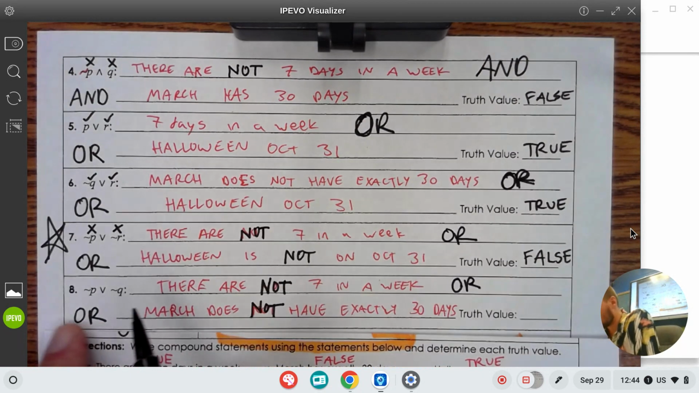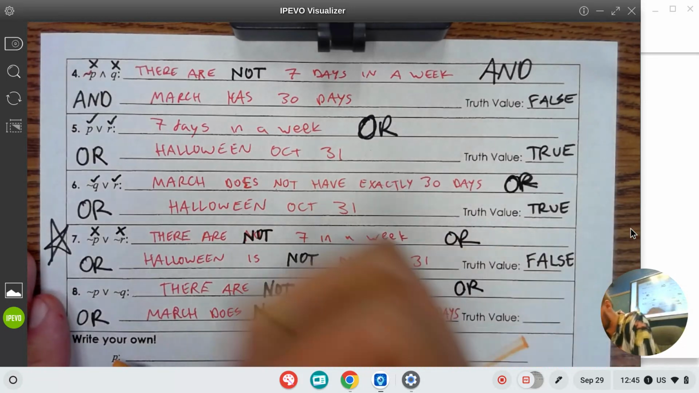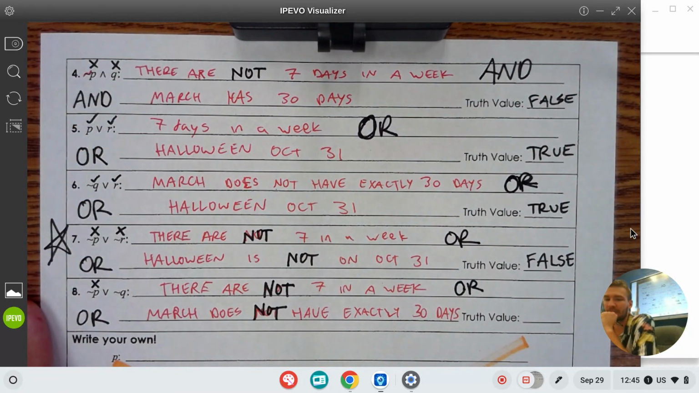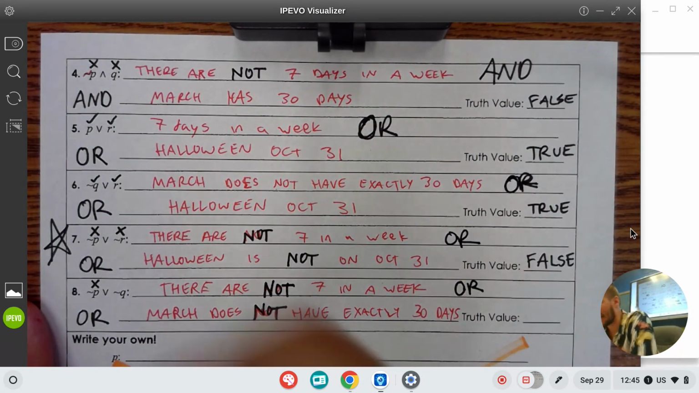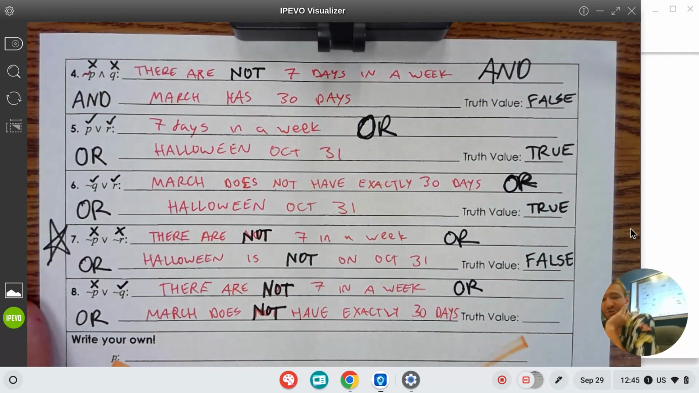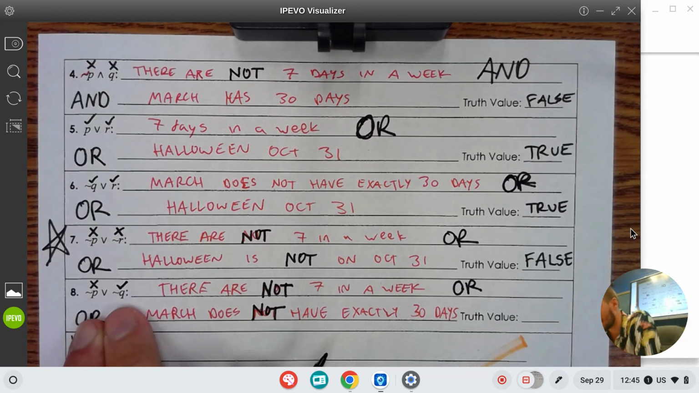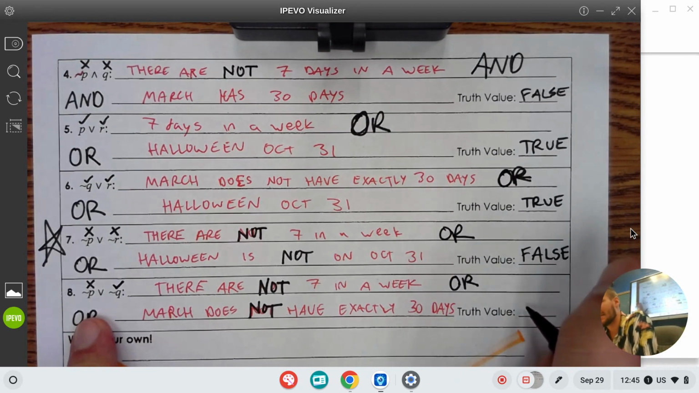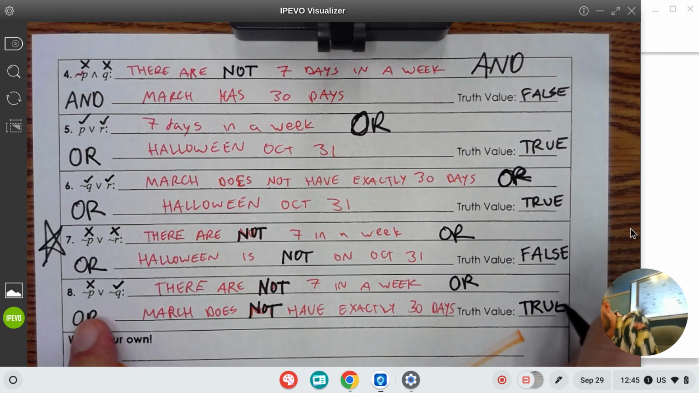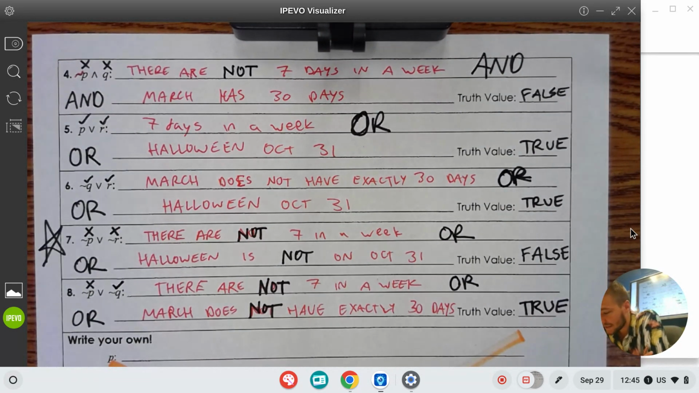Yep. So looking at P, not P, there are not 7 days in a week. Wrong. Not Q, March does not have 30 days. That's actually a true statement. That has a truth value of true. The compound statement together is true. The compound statement is considered true because it is an or statement, which means we only need one true fact, and we have one true fact. March does not have exactly 30 days.